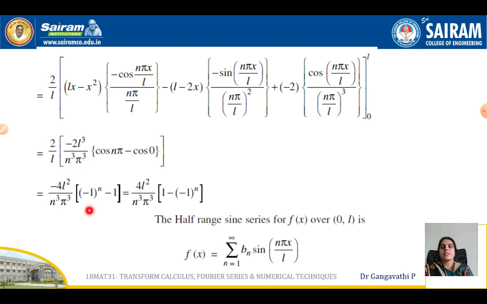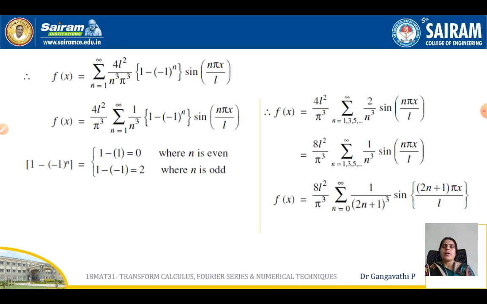So cos n pi is minus 1 to the power of n and cos 0 is 1. So this is the answer we get for Bn. So substitute the value of Bn in the Fourier series expansion, the half range Fourier sine series. So this is the expansion that we get.